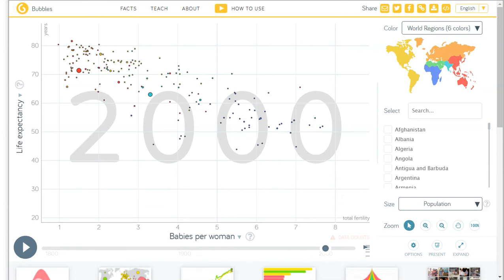But okay, so that's it for that. If over the break you want to play around with that, I would encourage you to. It's pretty neat. Gapminder.org. And otherwise, you've got the rest of the period to do the practice.